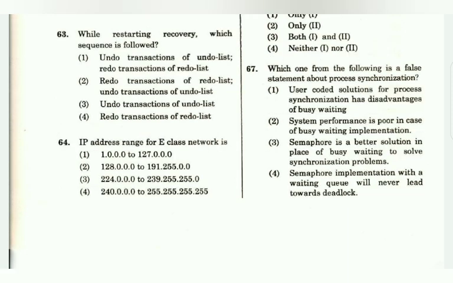Which one from the following is a false statement about the semaphores? So here from the given statements, option 1, that is user-coded solutions for process synchronization, has drawbacks of busy waiting, is correct. Option 2 is correct. And option 3 is false. And option 4 is also correct. Semaphores alone do not prevent all synchronization problems. They can lead to deadlock and priority inversion if not handled properly. That's why option 3 is the false statement here.